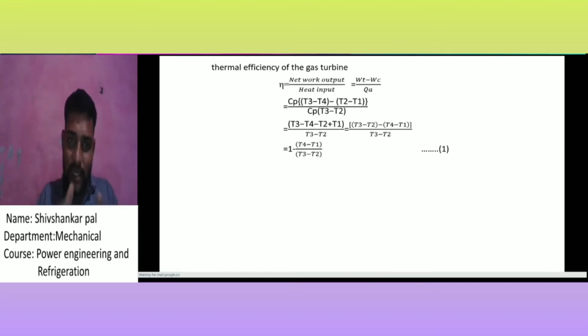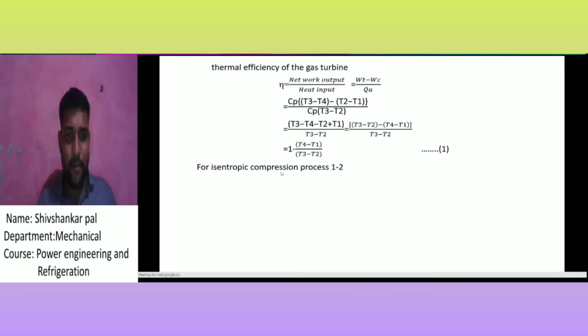To convert it to the easiest form, go back to the processes of our Brayton cycle. Our first process is the isentropic compression process 1 to 2. That means the 1 to 2 process is the compression process, and that compression is done by an isentropic process, that means an adiabatic process. In an adiabatic process, the relationship between temperature and pressure is T2 upon T1 is equal to (P2 by P1) to the power (gamma minus 1) divided by gamma.